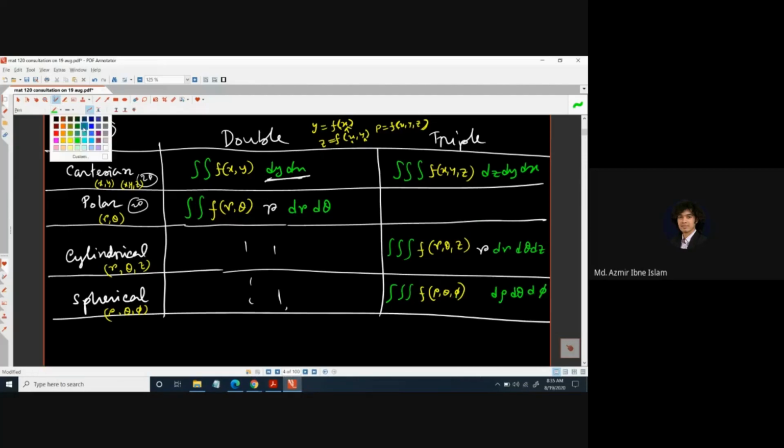But since we are transferring a Cartesian triple integral to a spherical triple integral, there will be a Jacobian here, rho squared sine phi. Let me write again correctly. It will be rho squared sine phi. So dz dy dx will be replaced by rho squared sine phi d rho d theta d phi.